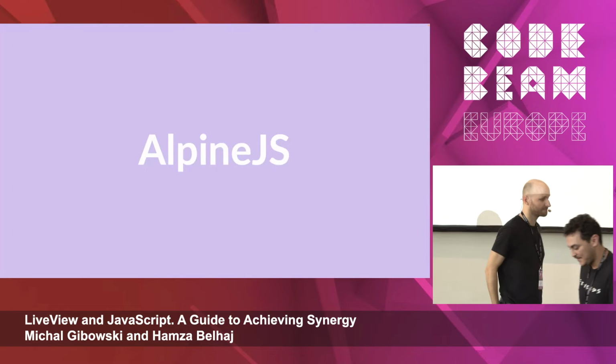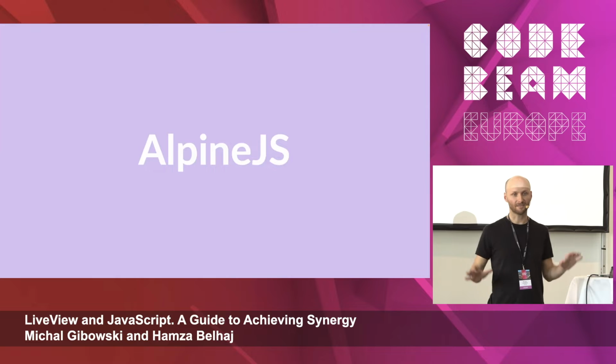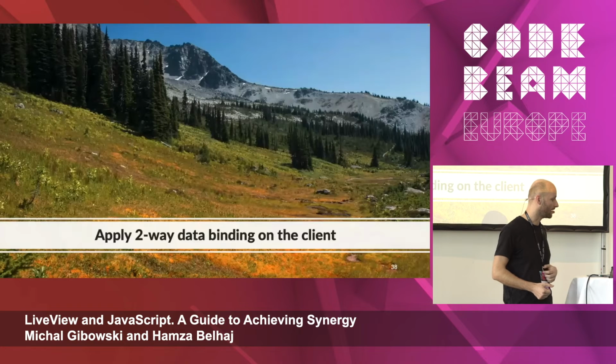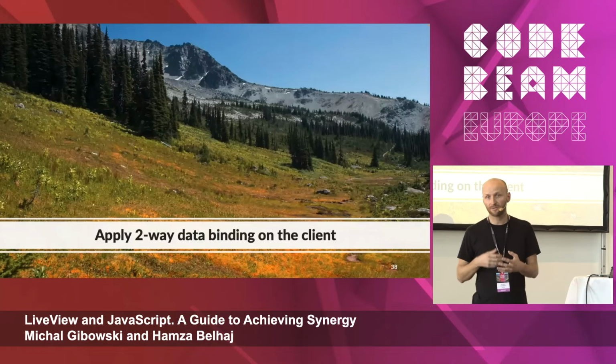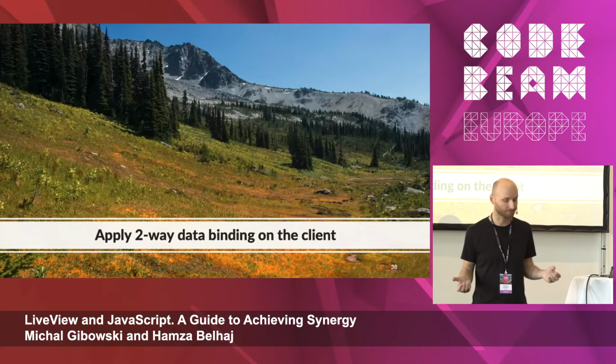OK, so far, so good. Commands were useful for simple transitions, showing something, hiding something, and so on. Hooks allowed us to bring in the external JavaScript library. But what if you want to implement your own small client-only widget and manipulate DOM there? AlpineJS could be a solution, because it allows you to easily do two-way binding on the client.